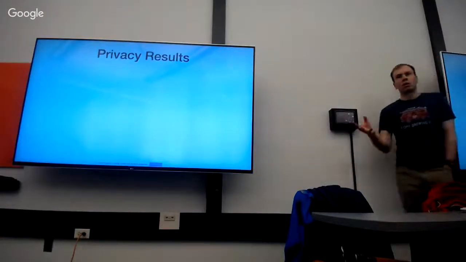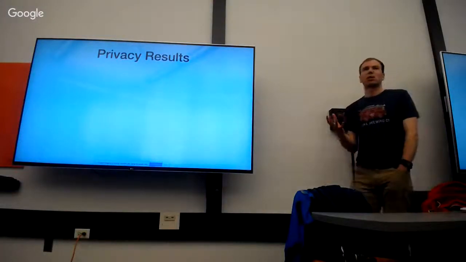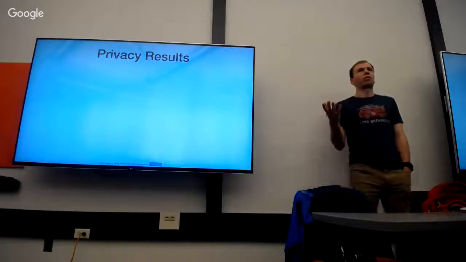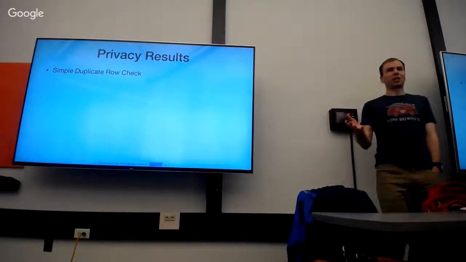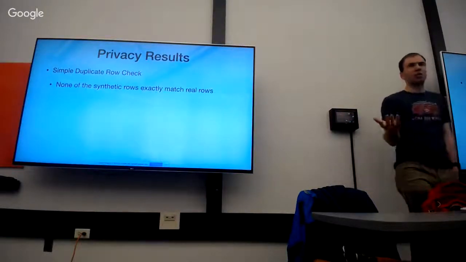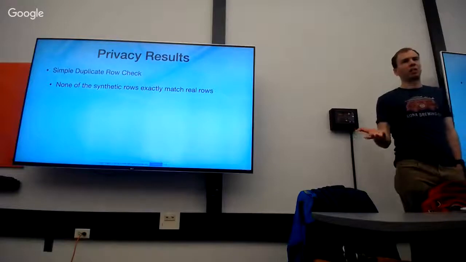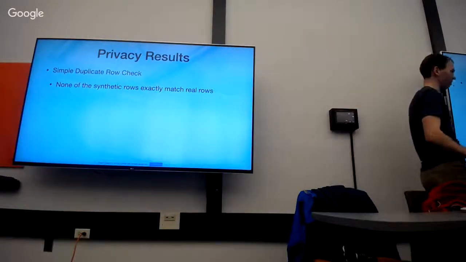And so that was the privacy results, looking at the accuracy. If you want to look at the privacy, the first simple check is: did we actually generate any duplicate rows? Did we actually just output any of the original data? And we didn't, which is good. That's a good first step. It's a pretty easy thing not to do, but you don't want to do that.